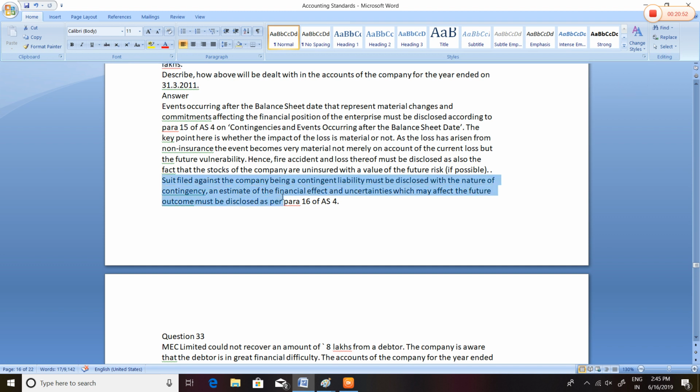A suit filed against the company is a contingent liability and must be disclosed in the nature of contingency. From here you can conclude what the contingency shall mean.